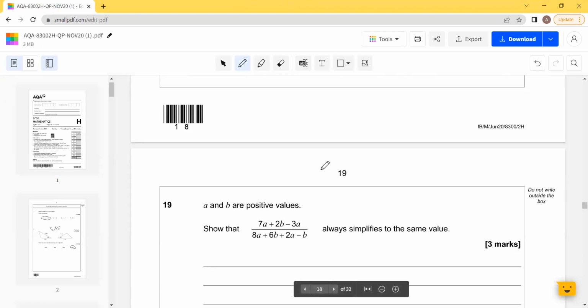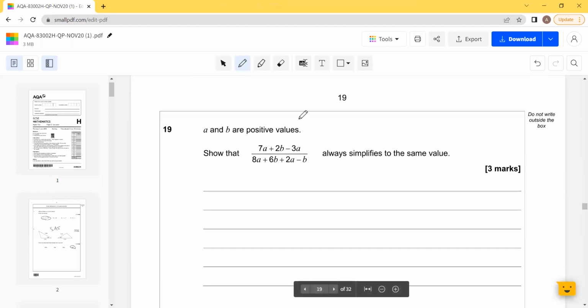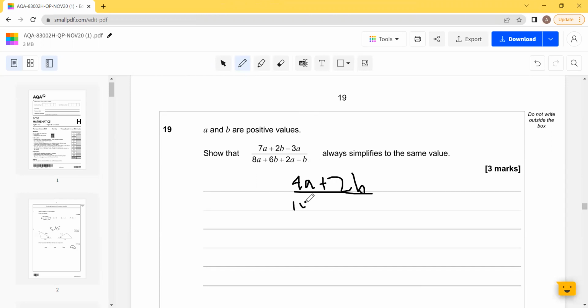Okay, question 19. a and b are positive values. Show that (7a + 2b - 3a) over (8a + 6b + 2a - b) always simplifies to the same value. Well, what does the top simplify to? 7a minus 3a is 4a, and we have 2b. So 4a plus 2b is our numerator, and our denominator becomes 8a plus 2a, so 10a, and 6b minus b, so we have 5b.